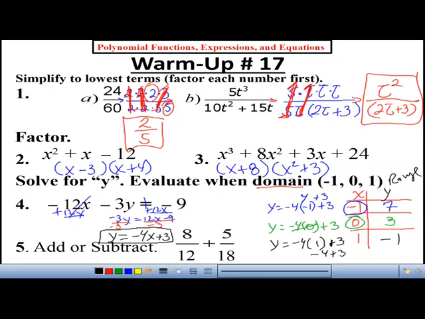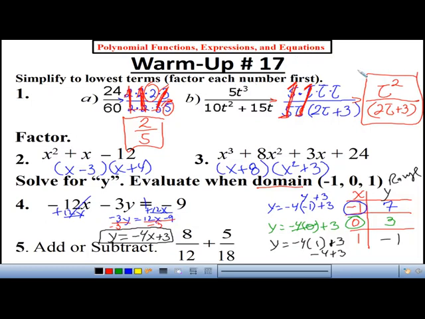All right, so there are the answers for numbers 1, A and B, 2, 3, and 4. Make sure you check your notes. I'm going to go over number 5 just to make sure we're on the same page in regards to the process that we're looking at, because we're going to get there pretty soon.